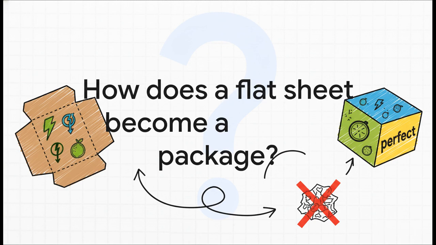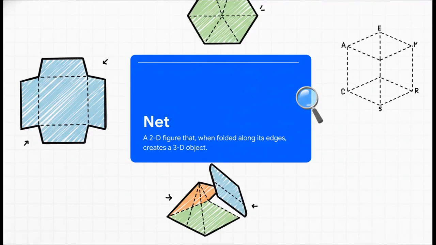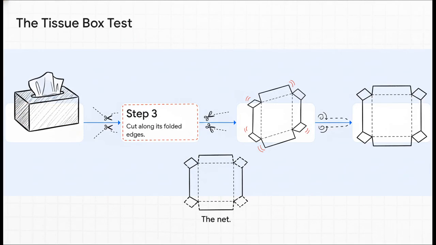So what's the secret? Well, the answer lies in this really brilliant geometric concept called a net. You can think of a net as the 2D master plan. It's the flat pattern that, when you fold it in just the right places, magically transforms into a 3D object. It is the absolute key to turning a sheet of cardboard into a box. And the cool thing is, you already know how this works, intuitively.